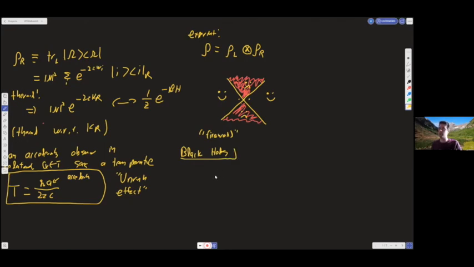So let's consider a black hole again that we made by a collapse. We can take it to be a null collapse. Man, I'm really bad at doing this. Wow. Okay.